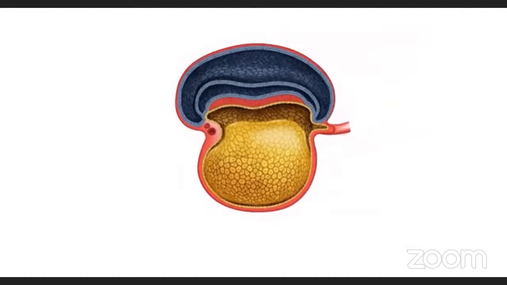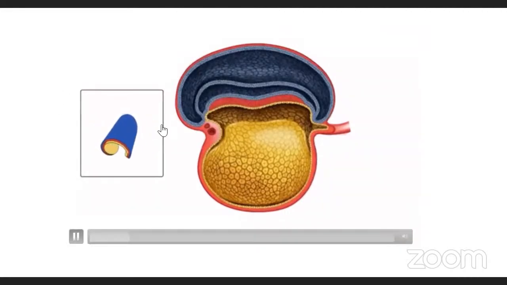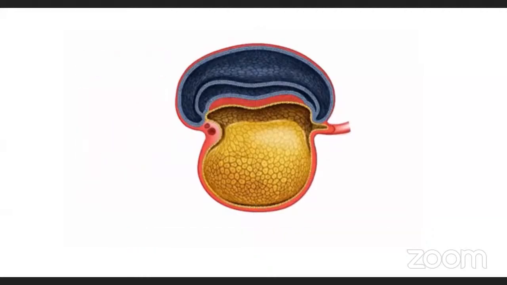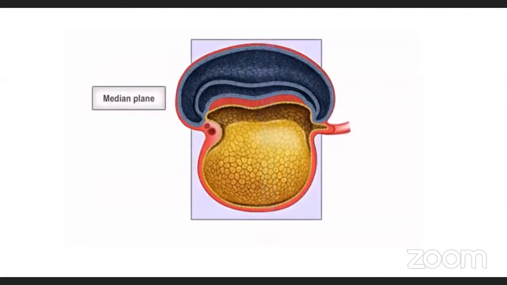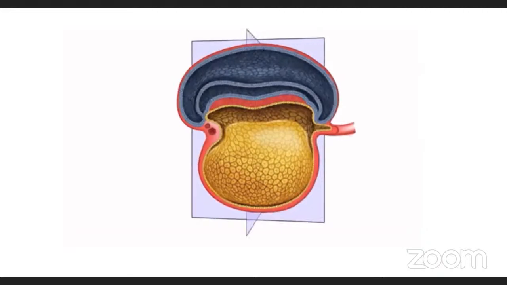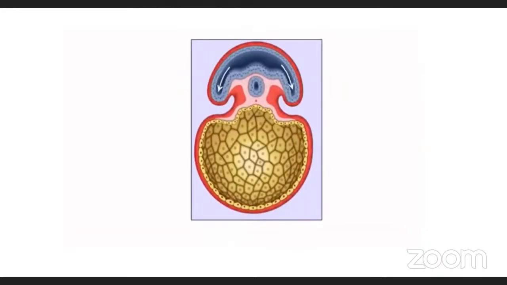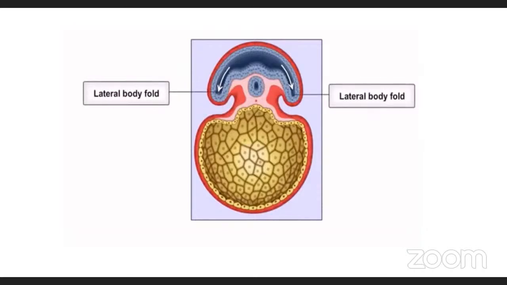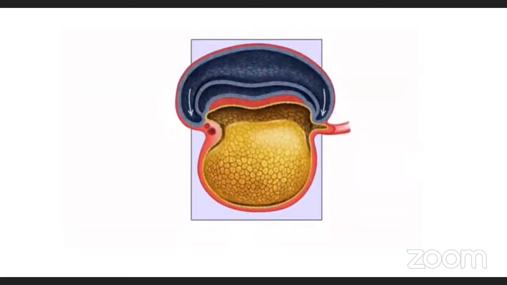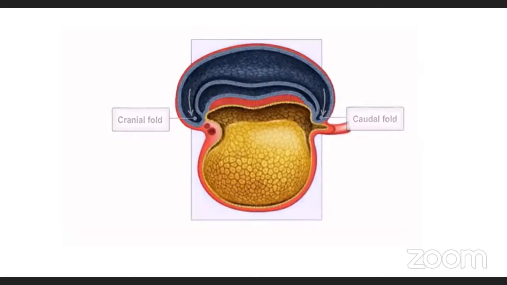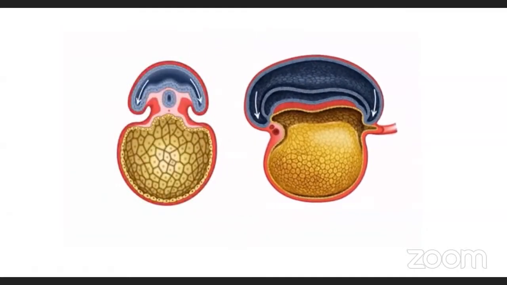As you can see, this is the cranial folding. The cranial end comes to the caudal end, as we are taking the horizontal and median plane. So this is the lateral folding compared to the cranial folding. So you can keep these two pictures of folding in your mind while we are going on.